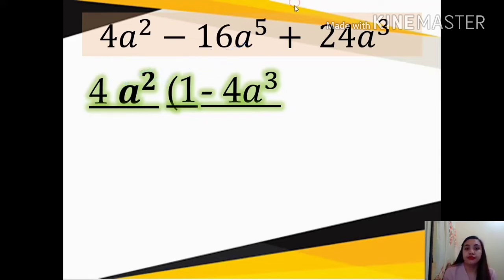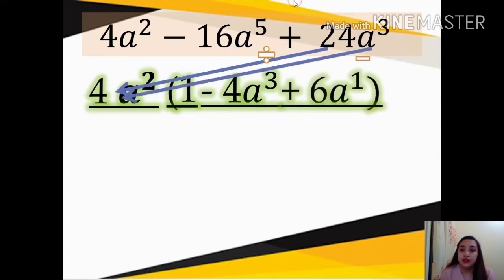Next, 24 divided by 4, you will get 6. And next, a to the 3rd power divided by a to the 2nd power, you will get a to the 1st power. Or simply, how did I get 1? 3 minus 2. Now, let us finalize our answer.